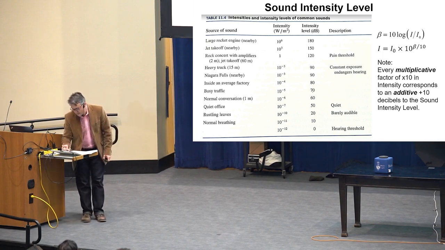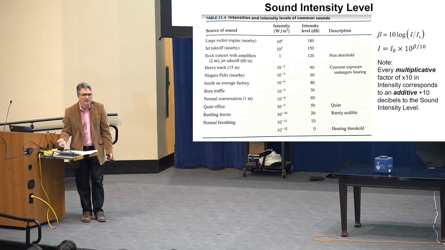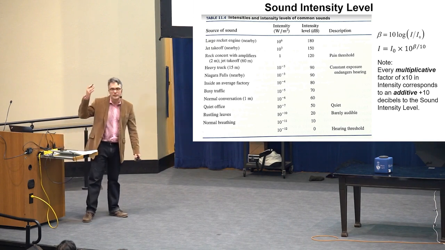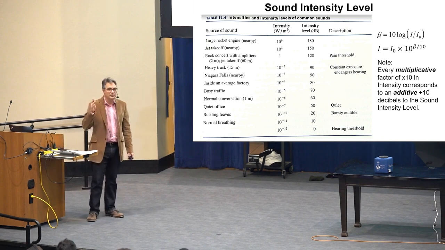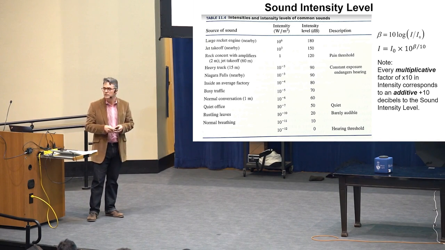But I guess you can sort of see the intensity level in decibels is a little more convenient to deal with, since we're dealing with these things: normal breathing, quiet office, Niagara Falls, jet engine. You can put a decibel level on all this, and it's just a bit more convenient than writing all the 10 to the minus stuff.